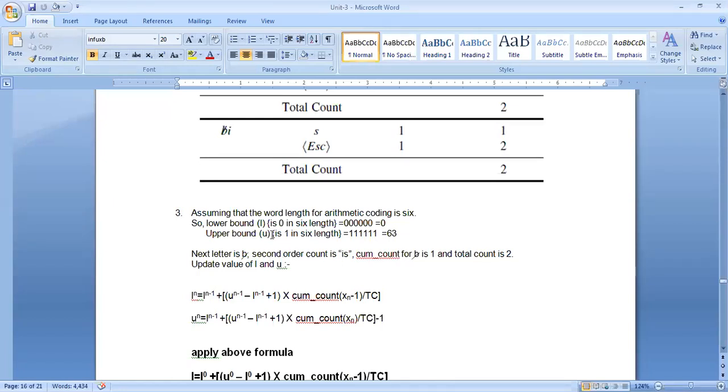So lower bound, which is L, is 0, and convert it into the 6 length, so 6 times 0. This one is a binary representation. 6 times 0, so its value will be 0. Upper bound, we know that upper bound is 1, so we write 6 times 1 because we have initially assumed that the length of arithmetic coding is 6. So here we take 6 times 1, so this will be 63 in decimal format.